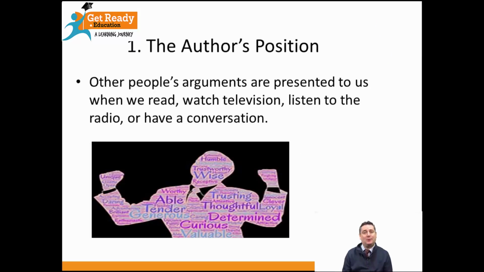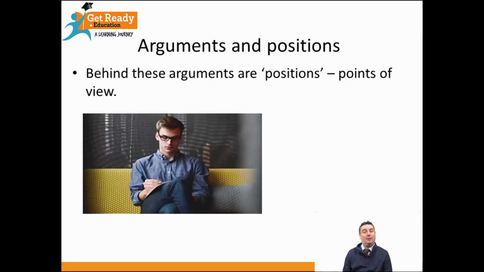Let's think about the author's position first. Other people's arguments are presented to us whenever we read something, watch television, listen to the radio or have a conversation. People present their arguments, and being able to spot what they are is a really good skill to have. Behind these arguments are people's position or their points of view.